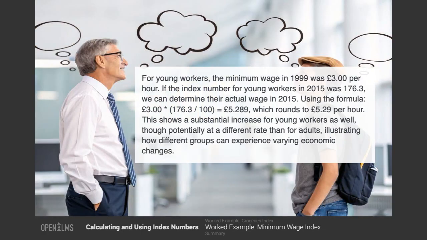For young workers, the minimum wage in 1999 was £3 per hour. If the index number for young workers in 2015 was 176.3, we can determine their actual wage in 2015. Using the formula, £3 times 176.3 divided by 100 equals 5.289, which rounds to £5.29 per hour. This shows a substantial increase for young workers as well, though potentially at a different rate than for adults, illustrating how different groups can experience varying economic changes.